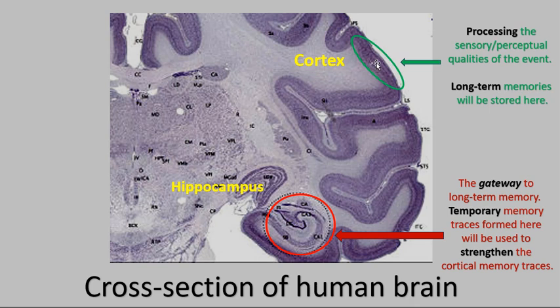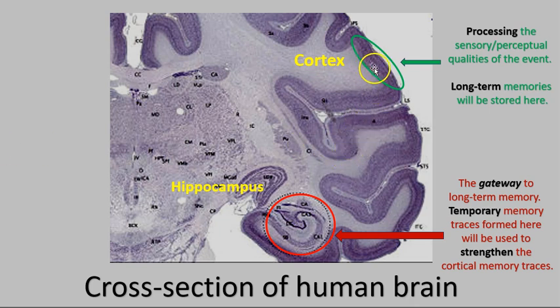So it's like we've got 2 memory systems. We've got the long-term memory system that we think of as the cerebral cortex, and then we've got this kind of short-term or daily memory system, a temporary memory system that will be used to strengthen long-term memories in the cerebral cortex. But we're getting ahead of ourselves. We're still in the encoding stage.